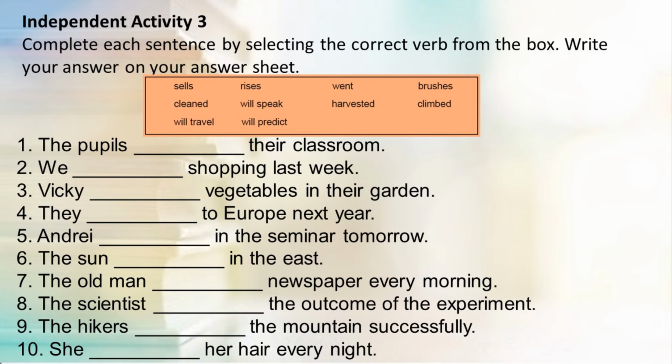6. The sun blank in the east. 7. The old man blank newspaper every morning. 8. The scientist blank the outcome of the experiment. 9. The hikers blank the mountains successfully. 10. She blank her hair every night.